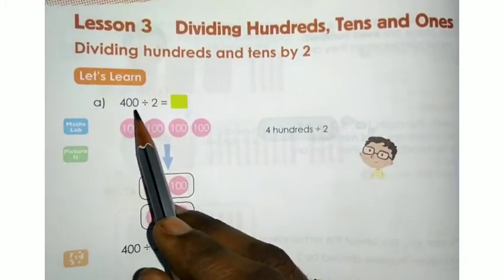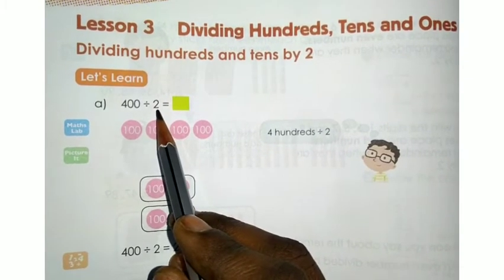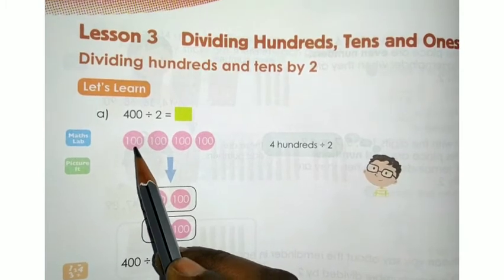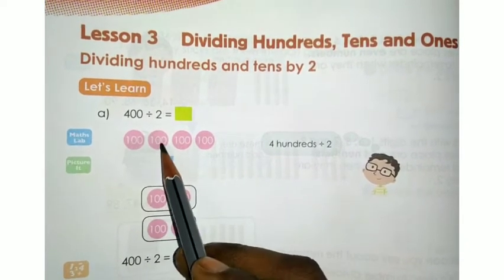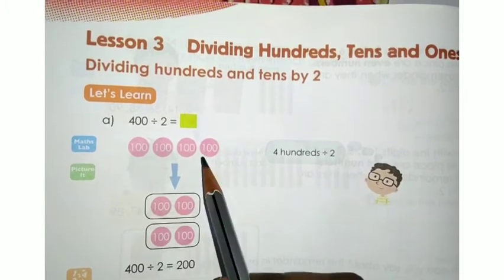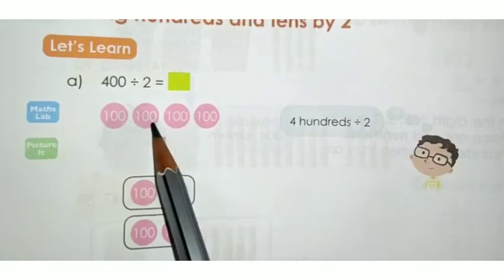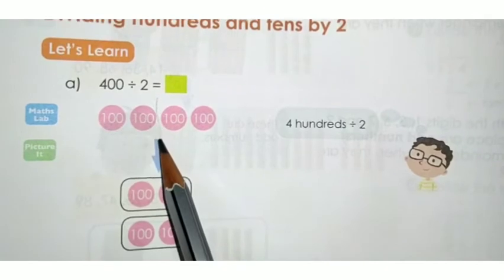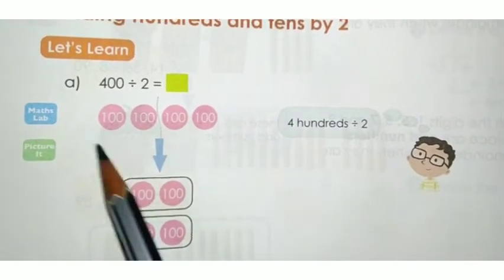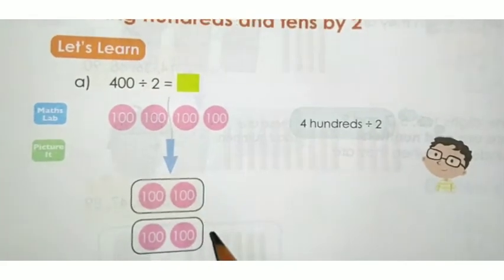Here 400 is there. We have to divide it by 2. So write 400 as 4 times 100. So 100, 200, 300, 400. We have to divide this into 2 parts. 1, 2. So it will be divided like this. We are going to consider these 4 hundreds as 2 200s.